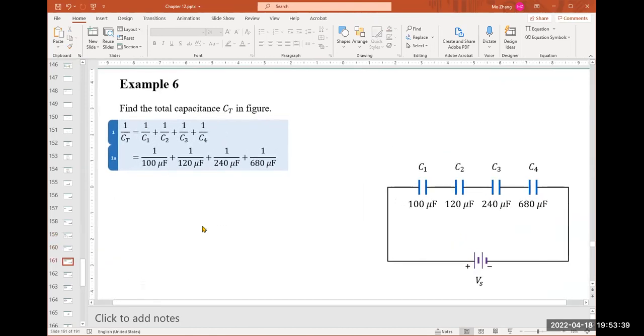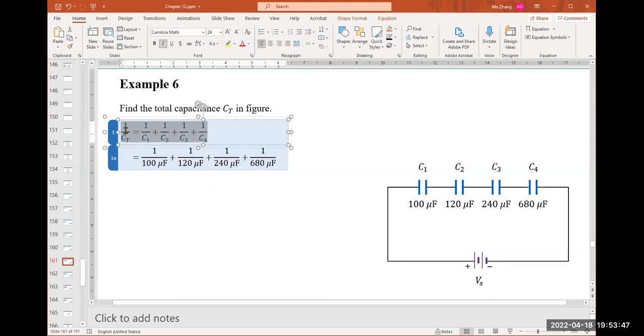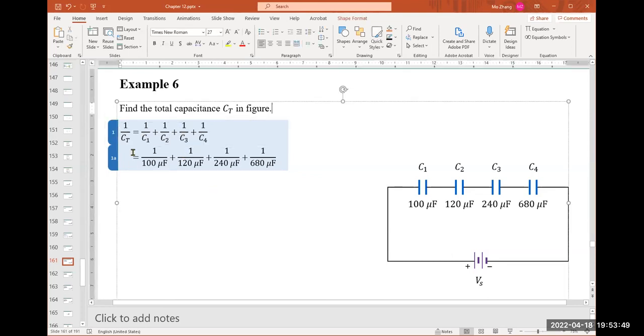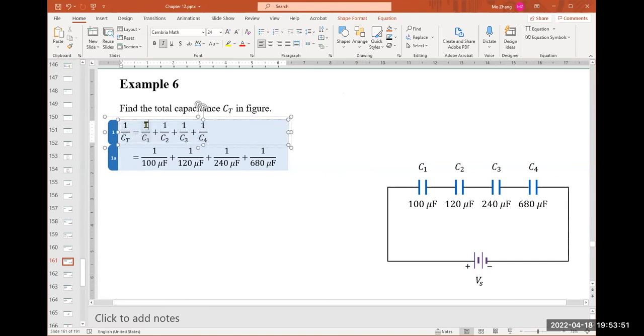Oh, this shows another way. So here shows another way to solve the problem, which is actually the same. Here we just use the most common formula, the reciprocal formula. Right, this is 1/100 microfarad, 1/120 microfarad, 1/C3 is 1/240 microfarad, and then this is 1/680 microfarad.